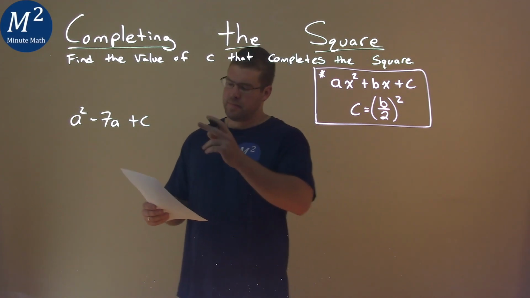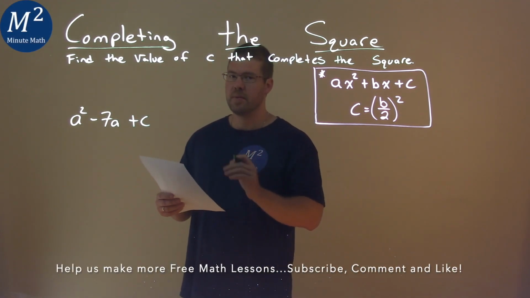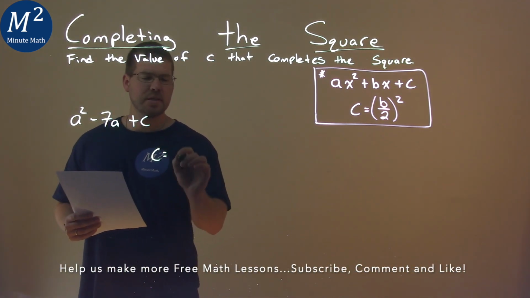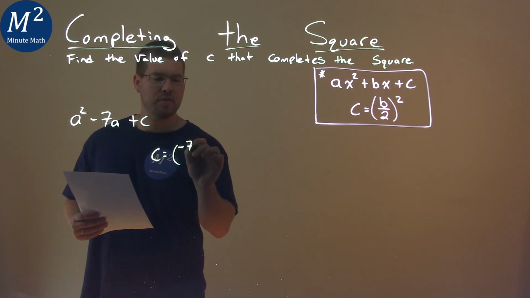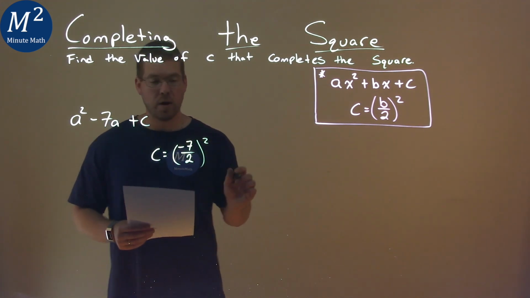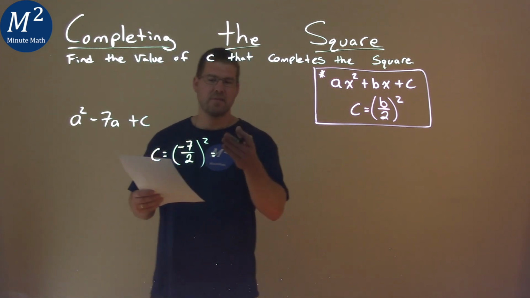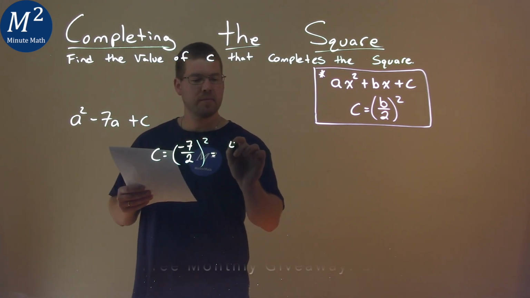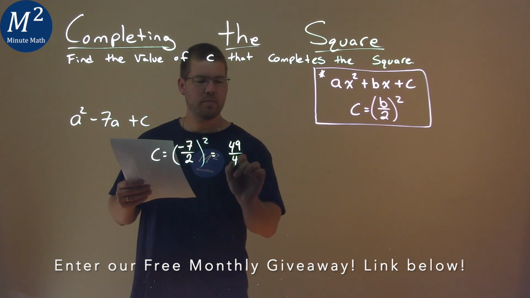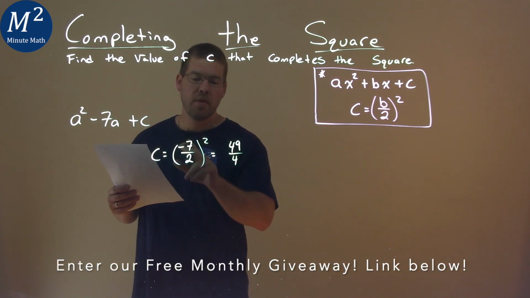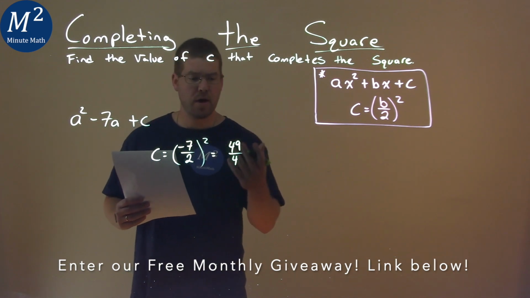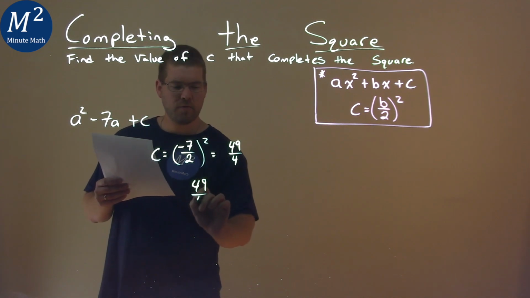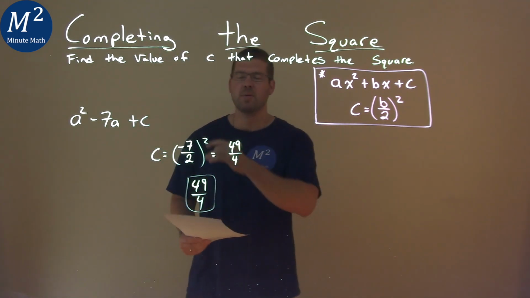We're given this problem right here, a squared minus 7a plus c, and we need to find the c value that completes the square. We use our formula. C is equal to our b value, negative 7, divided by 2, all squared. Negative 7 divided by 2 doesn't simplify anymore. So when we square this, 7 squared is 49, and 2 squared is 4. Remember, the square can go to both parts of the fraction. The negative goes away because a negative number squared is a positive number. This fraction doesn't simplify anymore, and so 49 over 4 is the c value that completes the square.